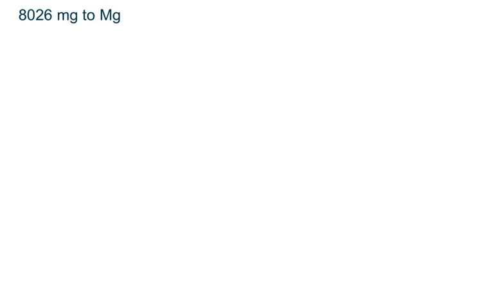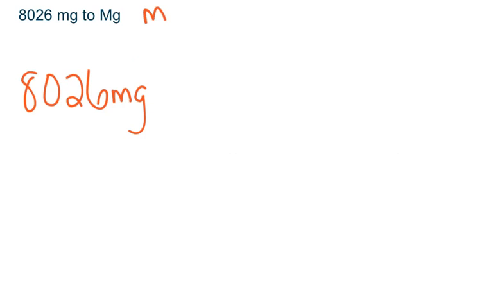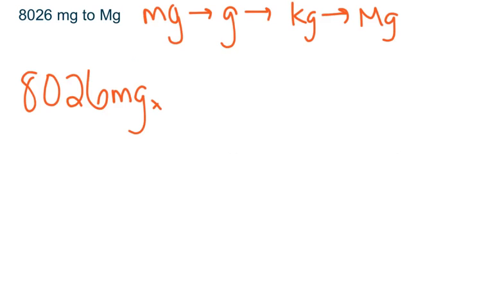Let's look at another example. 8026 milligrams to megagrams. So 8,026 milli to mega. Well, we're going to go milligrams to grams, then to kilograms, and then to megagrams. Well, milli comes down so that it'll cancel. Now this time we're going to have grams on the top. Grams are bigger than milligrams because we're going from a smaller unit to a larger unit. So grams is going to get the 1.